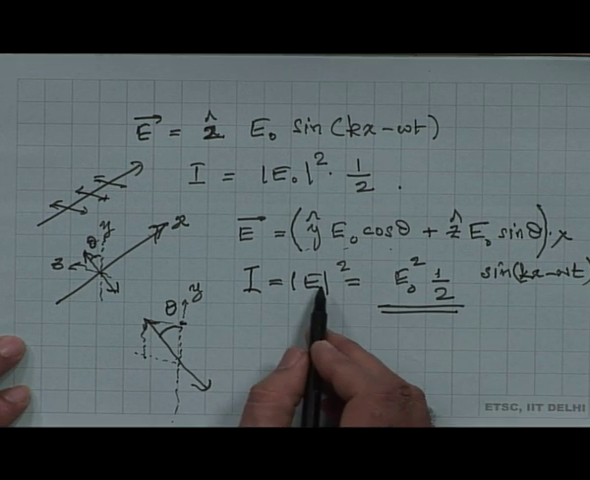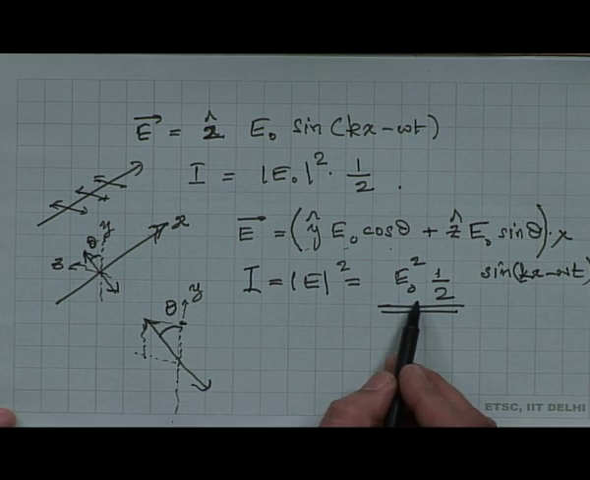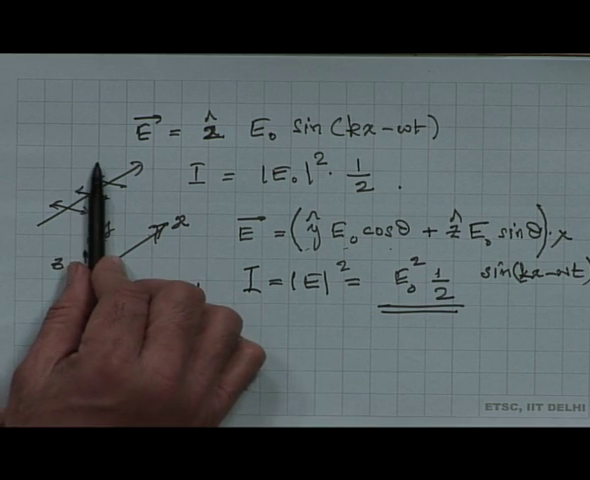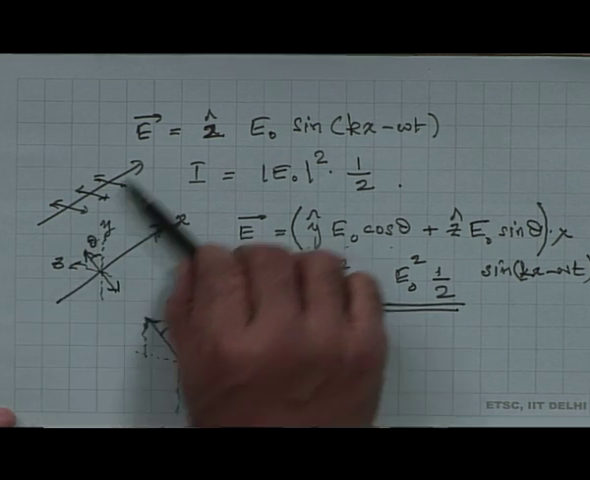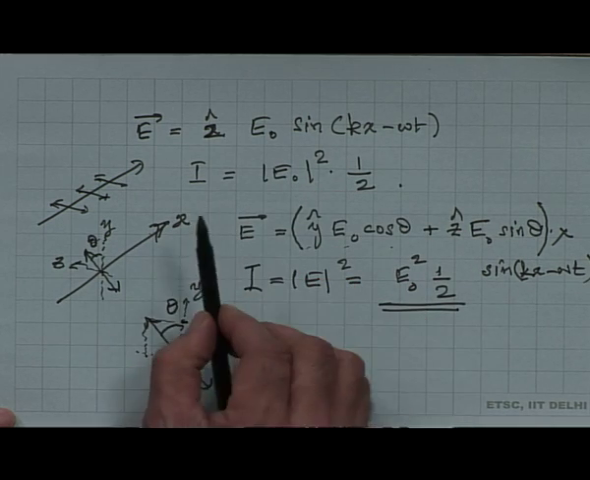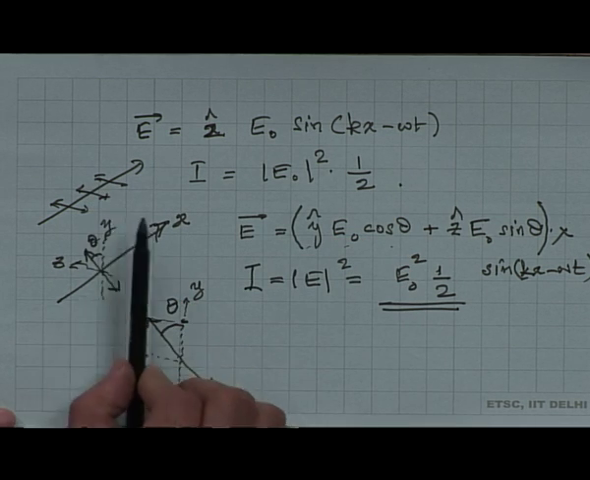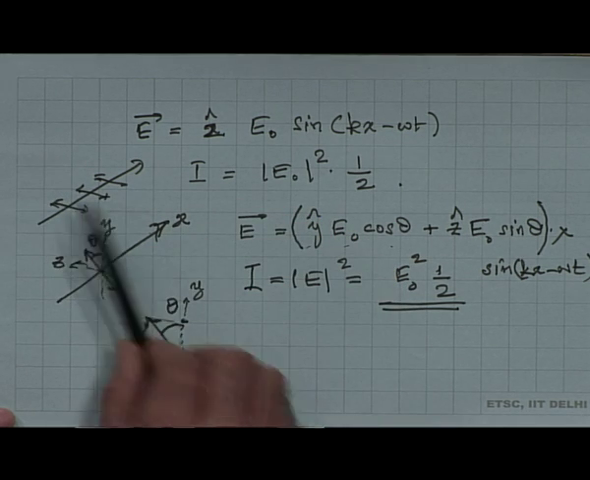What is the implication? What it means is the intensity of light does not depend on the state of polarization. When light is passing through a medium, not through a polarizer, the intensity does not depend on the state of polarization, whether it is this or this or this.